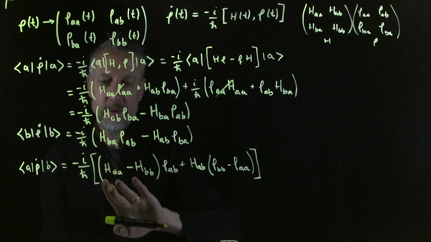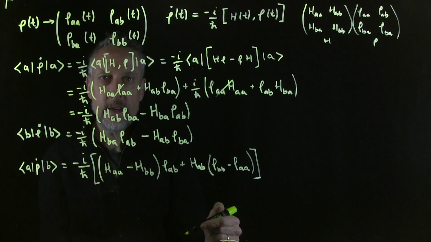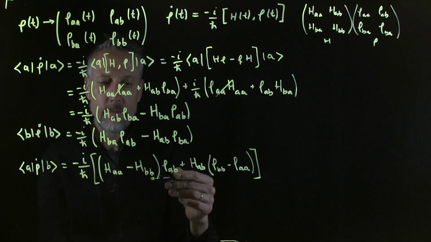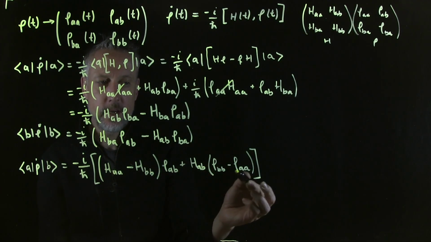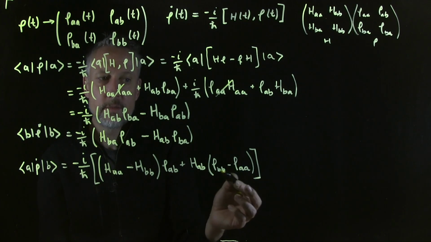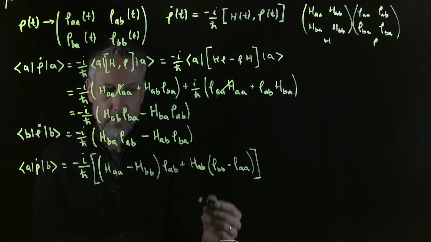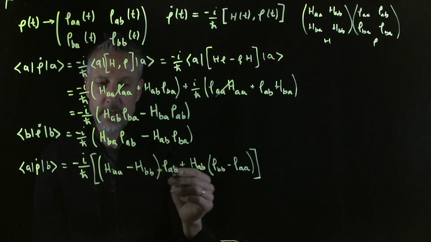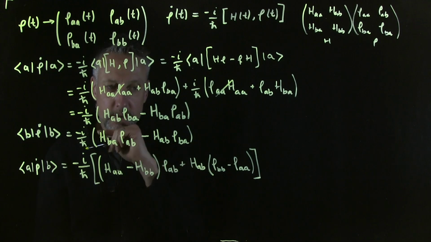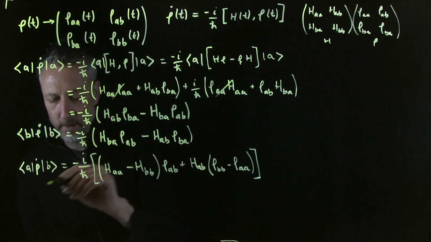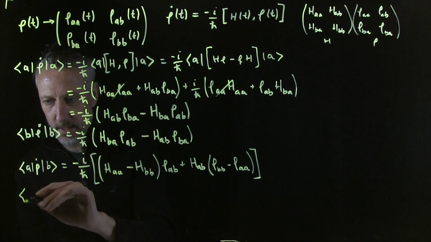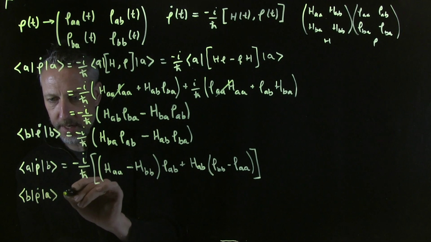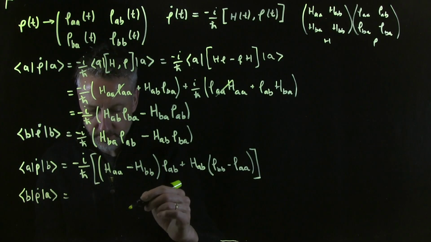HAA minus HBB, that's the difference in energy between the two states, the diagonal elements. This one is the difference in population between the two states. With the coupling, and this is the difference in the energy with the coherence. Yeah, so you can actually start to think of these in intuitive ways. All right, this one is the other way. Because it's a complex conjugate of it, it should be relatively easy to figure out.